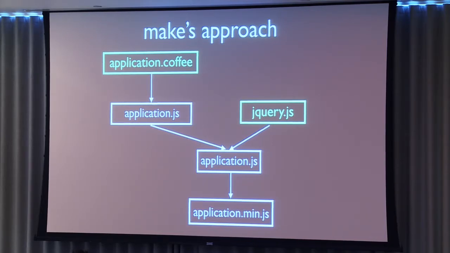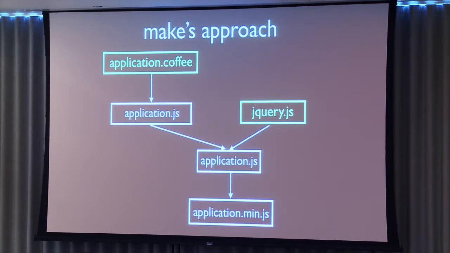So make-type tools build this dependency graph. Basically, for every file, you specify explicitly or implicitly which files they depend on. And when you request the application.min.js file, it's going to check the input files, which in this case are application.coffee and jQuery.js, and see if they're newer than application.min.js. And if they are newer, it is going to rebuild application.min.js.